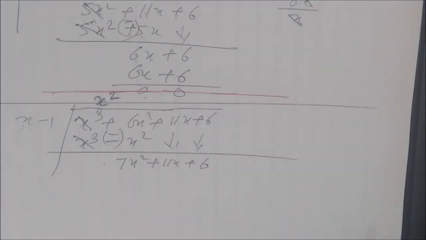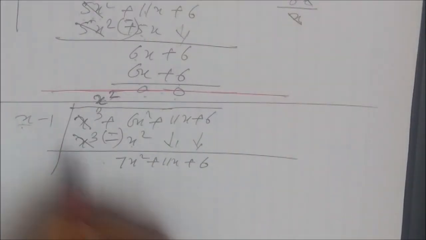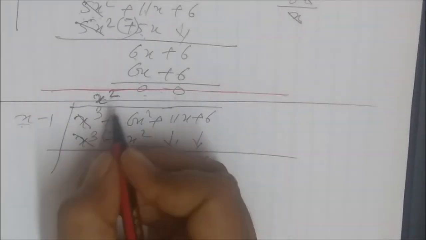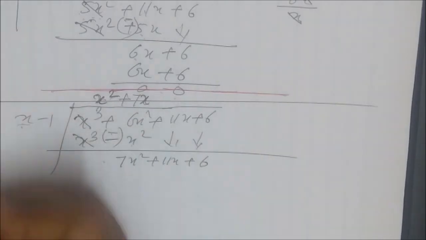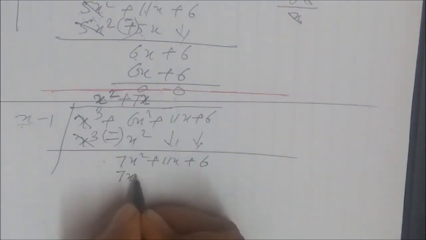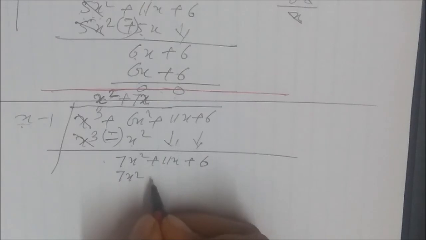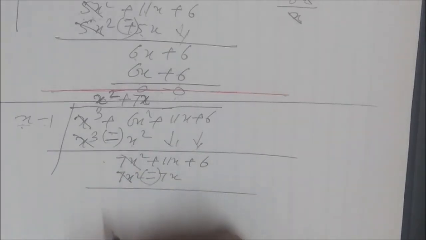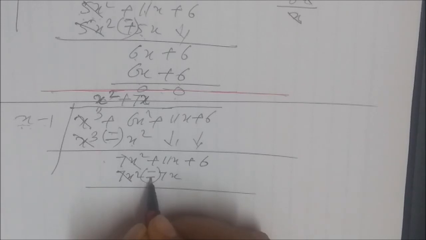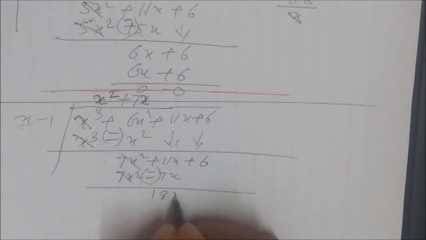Our next step is to change this x to 7x squared. For that, we need to multiply with 7x. So we got 7x squared, and when we multiply with minus 1, we got minus 7x. These two get cancelled. Here again the sign changes. So this minus became plus. So 11x plus 7x is 18x. Taking this term down, plus 6.